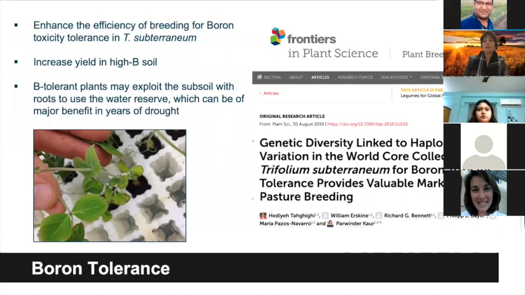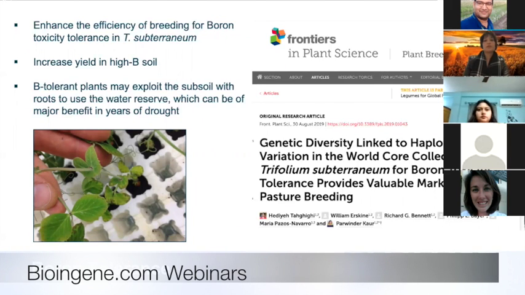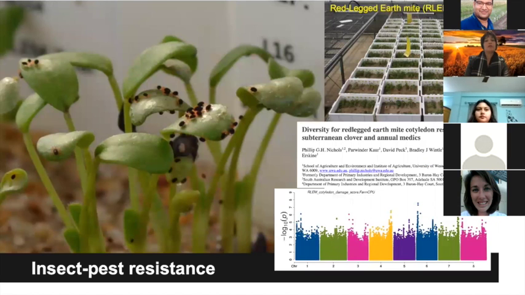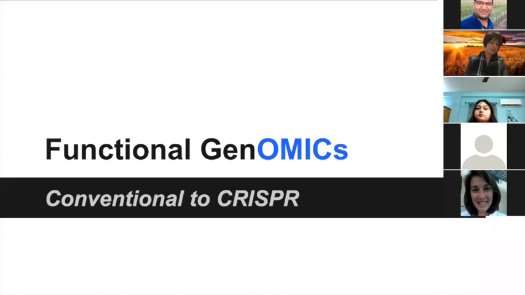And then one of my master students worked on boron tolerance, and we were able to identify the boron tolerance genes and how they're linked in the clover genome, and provide valuable markers. One of my students has been working on insect pest resistance, where I have already identified one of the key genes responsible for pest resistance. And we did big trials here. And now we are trying to do some gene editing in terms of knockout to really validate that this is the gene which is doing the job.